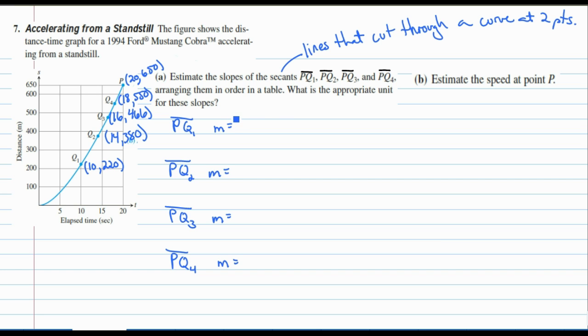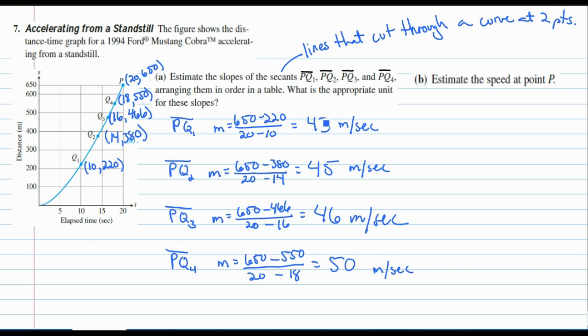So I'm going to do the change in distance divided by the change in time for each of these P, Q sub whatever points, and find the average rate of change or slope from P to each of those Q points. So I get 43, 45, 46, and 50 meters per second respectively, which makes sense because the slope from P to Q1 is going to be the shallowest slope. There's the widest stretch of X per change in Y, and that is the shallowest slope.